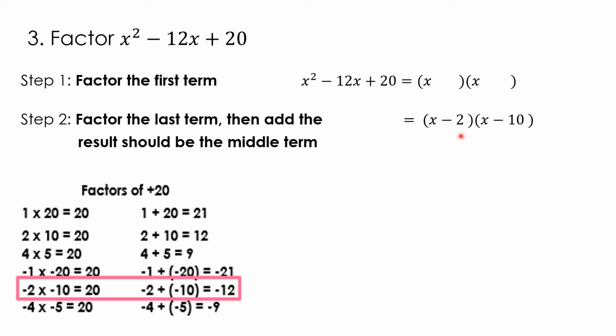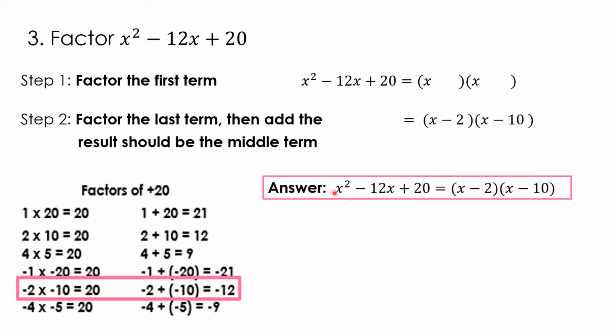So we have now our final answer. X squared minus 12x plus 20 is equal to the quantity of x minus 2 times the quantity of x minus 10. So you just copy the factors of 20 such that when you add these two factors, the result is negative 12.